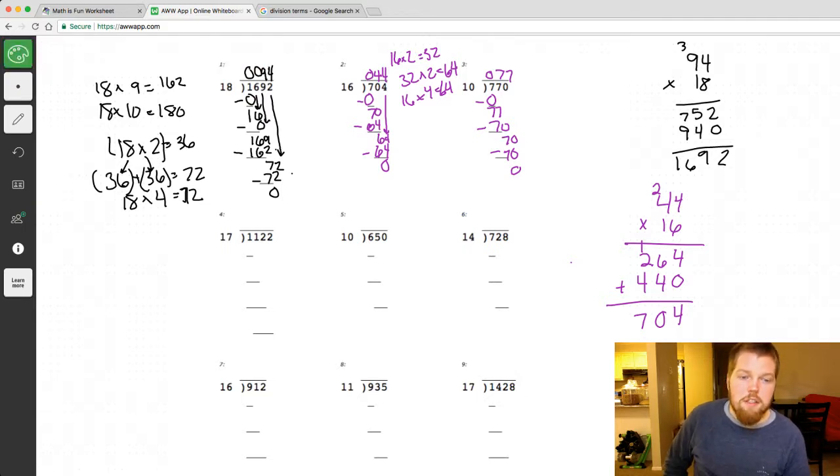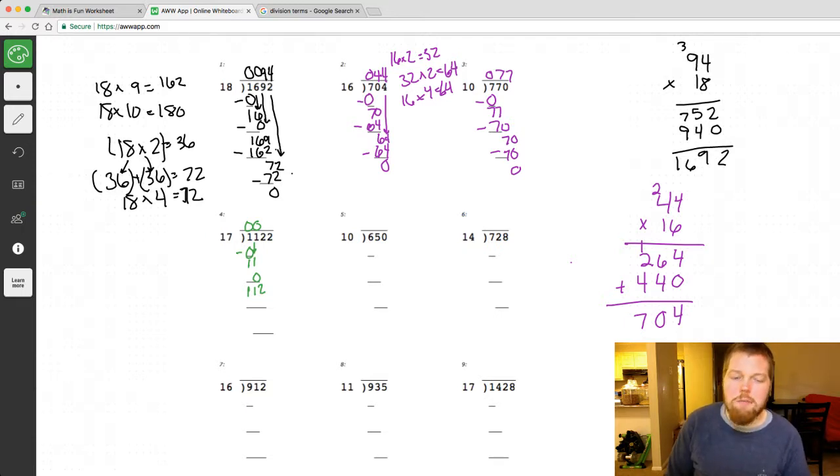Alright, 17 into 1,122. Can 17 go into 1? It cannot. 0 times 17 is 0. Do our subtraction. 1, bring down the next place value. 1. Can 17 go into 11? No. So we'll put another 0. 0 times 17, 0. Do our subtraction. 1, 1, 2.